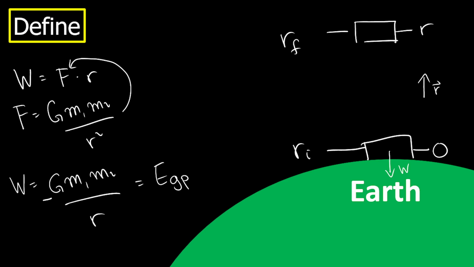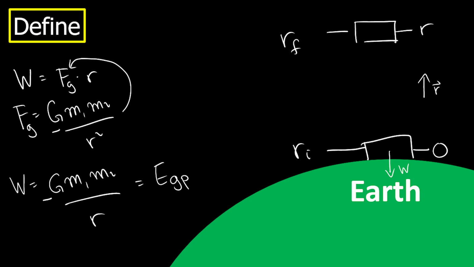If we're talking about the work done by us to move the box upwards, so that means our external force is in the same direction as the displacement, then that negative sign goes away. So the negative sign simply tells you whether you're considering the Fg, which is weight, or the F external, which is the force that we put in. Because Fg is in the opposite direction of displacement, we have a negative sign.